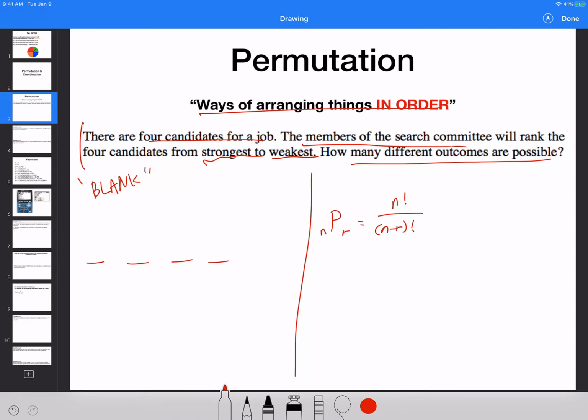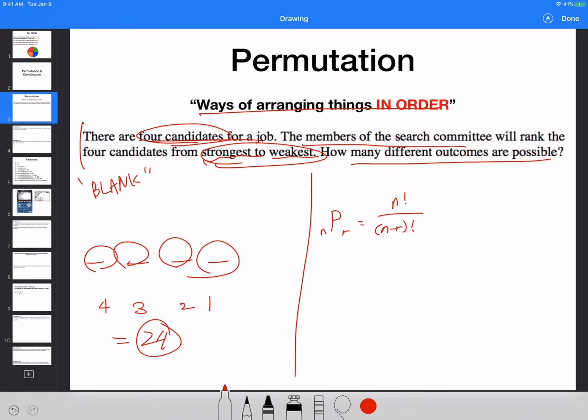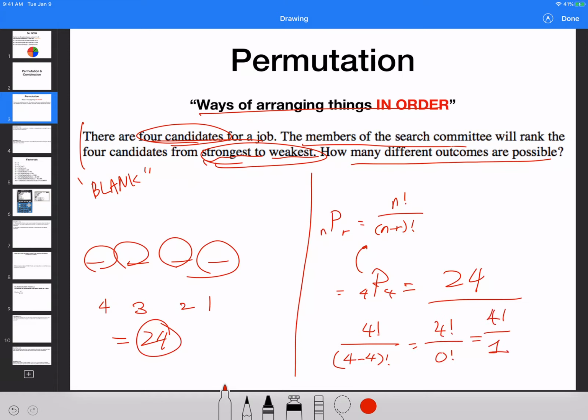So in this particular case, we're choosing out of four candidates and we're arranging them from strongest to weakest. So we have four spaces and we have four people to choose from. So it'll be 4, 3, 2, 1, and the answer will be 24. The way to do it here is 4P4, and you can type that in your calculator and you'll get 24. Or plug it into the formula, 4 factorial over 4 minus 4 factorial. And we always established that 0 factorial was 1, so we just do 4 factorial on the calculator, it also gives you 24.